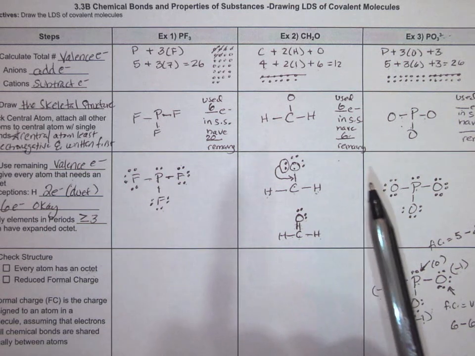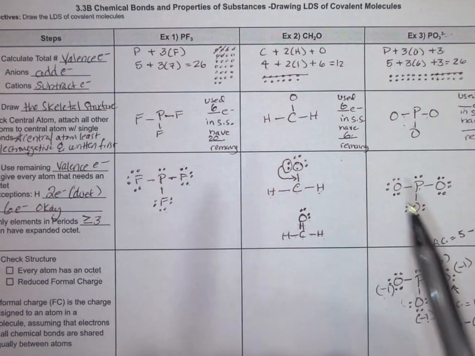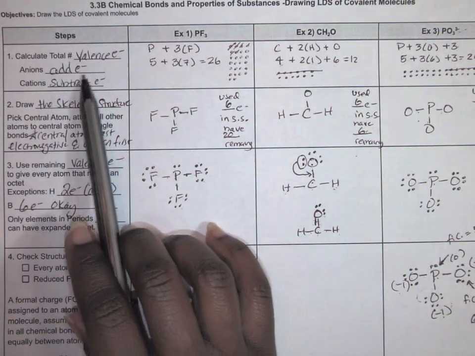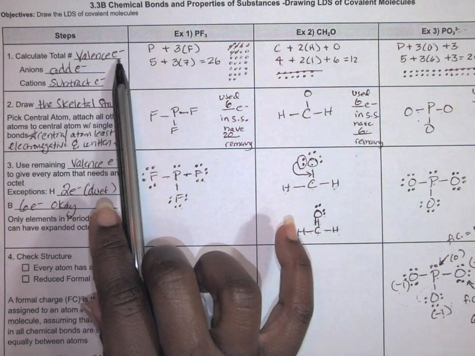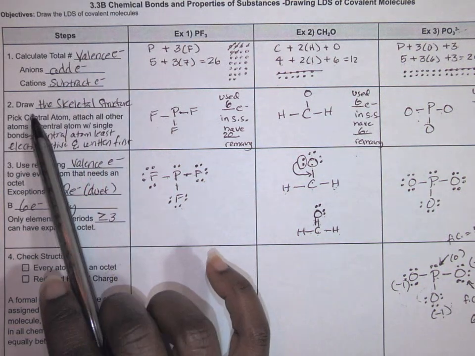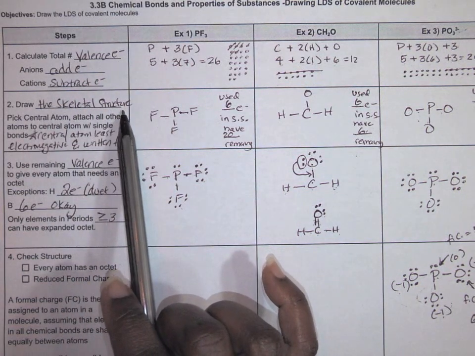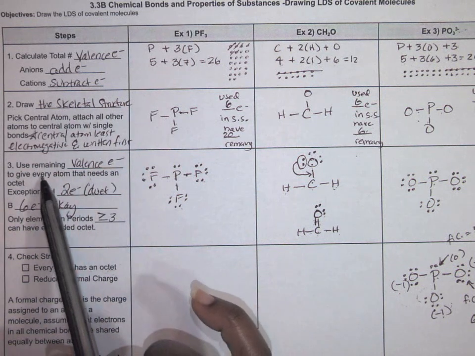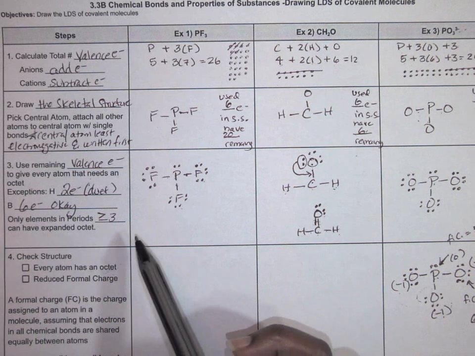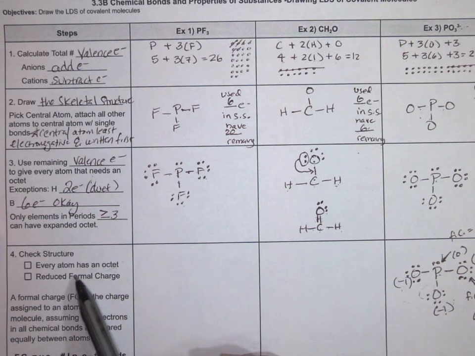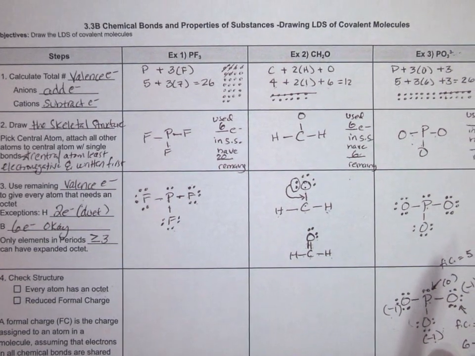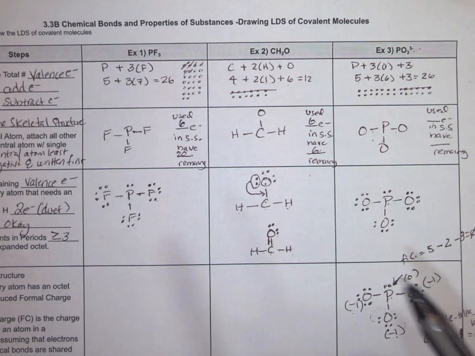In covalent molecules, electrons are shared in between nonmetal atoms. So the steps are quite different. Let's take a look at the steps. The first step is to calculate the total number of valence electrons. The second step is to draw the skeletal structure. The third step is to use the remaining valence electrons to give every atom that needs an octet an octet. And the last is to check the structure, focusing on that every atom that needs an octet has one and reduce formal charges.